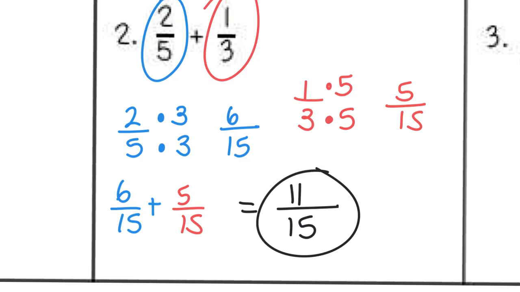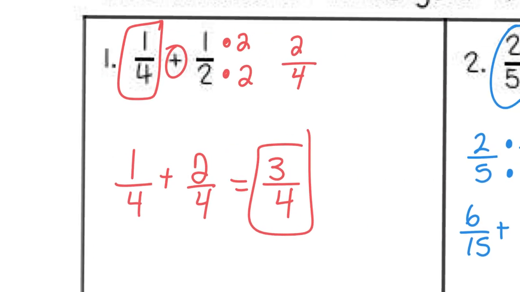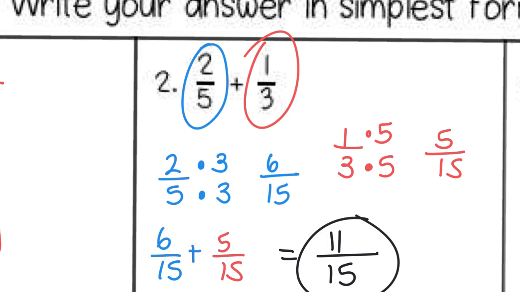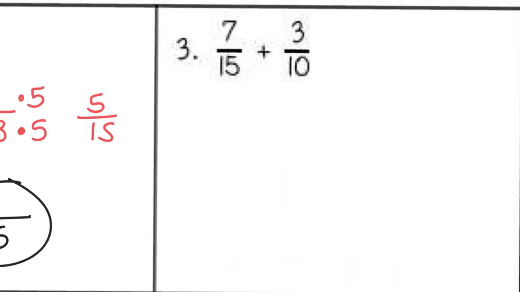Yes? How come for this one we have to also multiply the numerators because it's not 1? Say that one more time. For the first one, we didn't have to multiply the numerator, but for the second one we had to, like, you had to multiply the 2 by 3 and the 5 by 3. Because it wasn't 15.